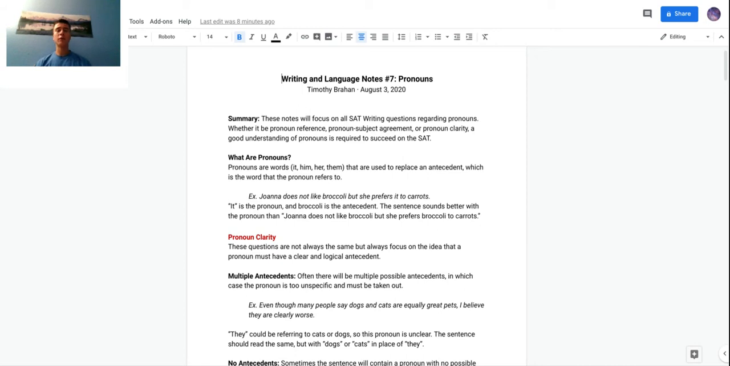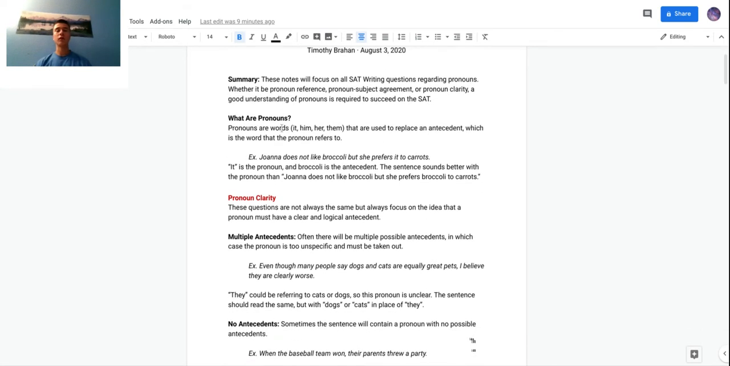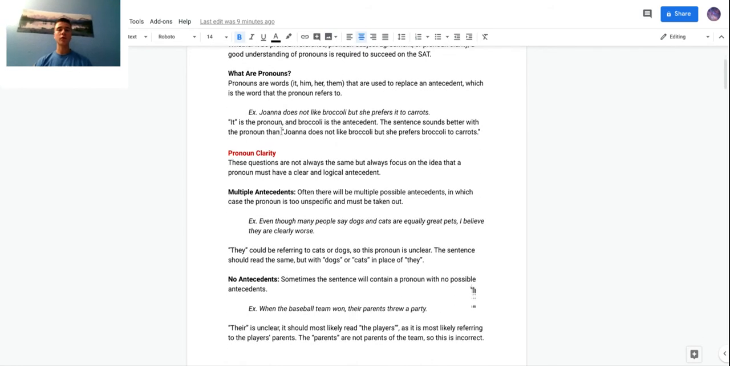There are many types of pronouns, like it, them, they, he, her, she, stuff like that. It's just a mix of subject, object, and possessive pronouns. I don't really need to go into that right now, because that's not really going to be tested on the SAT. But the first type of question is pronoun clarity.